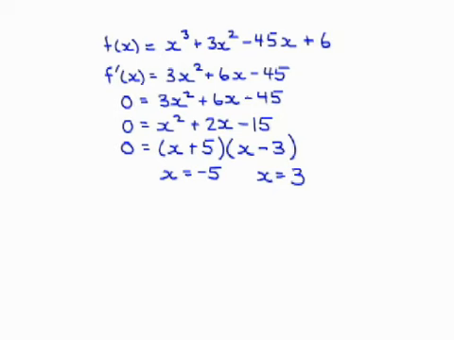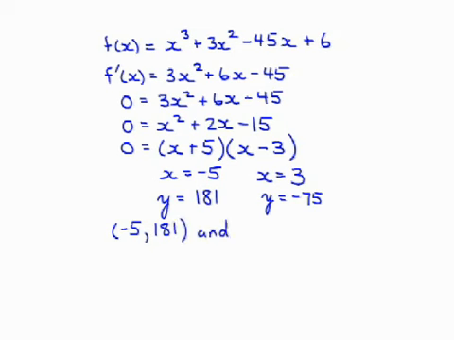However, if you use the correct equation, which is the f of x equation, you would find that when x is equal to negative 5, y is equal to 181. And when x is equal to 3, y is equal to negative 75. So what we now know is that we have the critical points negative 5, 181, and 3, negative 75. We don't know which ones are the local maximum, minimum, or absolute maximum, minimum.